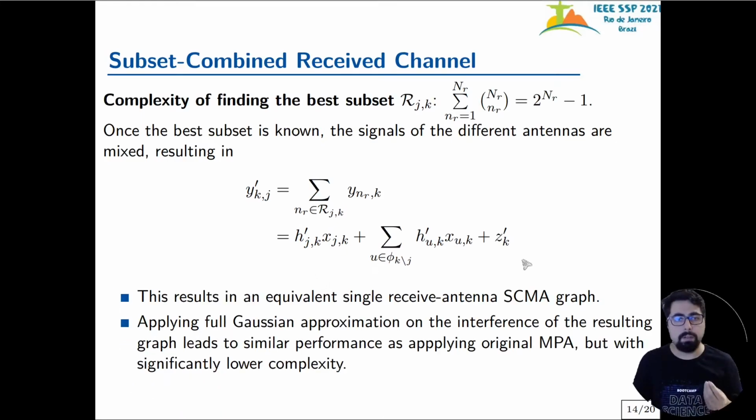Two major points must be noted. The chosen subsets minimize the function node interference of each user independently in each function node. The graph is reduced to an equivalent single antenna graph. However, edge selection was performed intrinsically in the extended nodes. So in the simulation, we noted that applying full Gaussian approximation on the remaining interference of the equivalent graph leads to similar results as performing original MPA, but with much lower complexity. This is the major benefit of this algorithm.